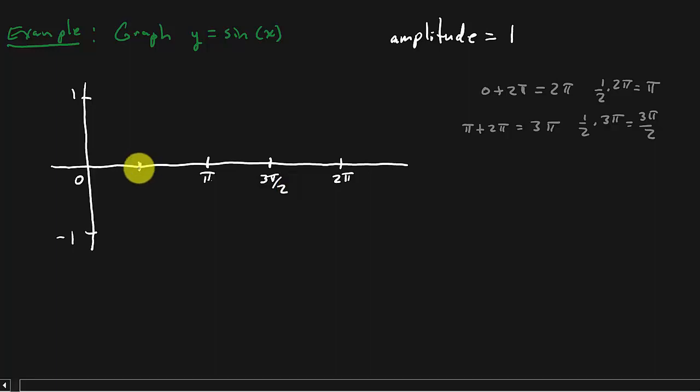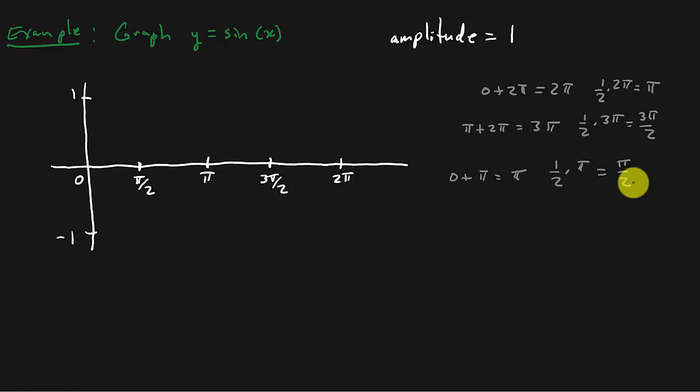Next, I need the midpoint between 0 and pi. Well, obviously that's just pi over 2. Let's come over here and show how we get it. 0 plus pi is equal to pi. And then, because I'm finding the midpoint between 0 and pi, 1/2 times pi is just pi over 2. And there you go. That right there, that's the most difficult part about graphing these things.